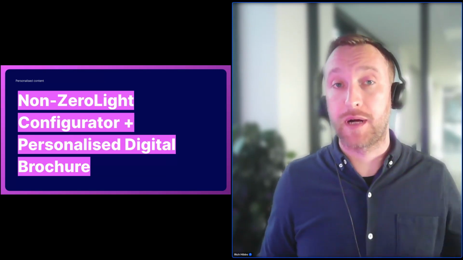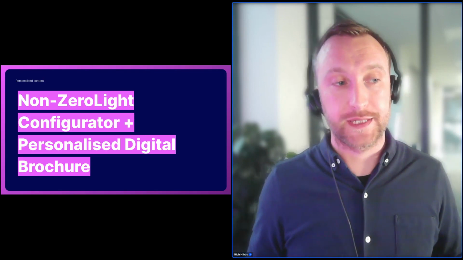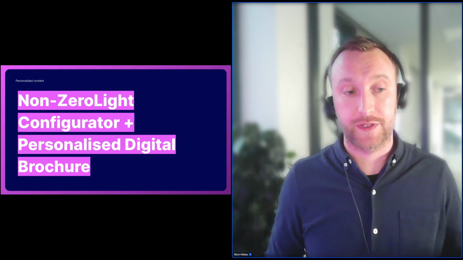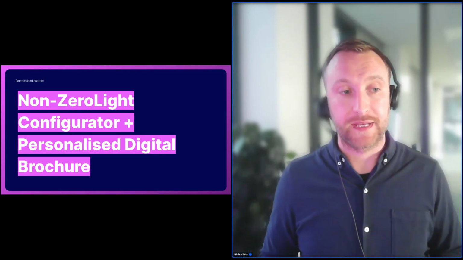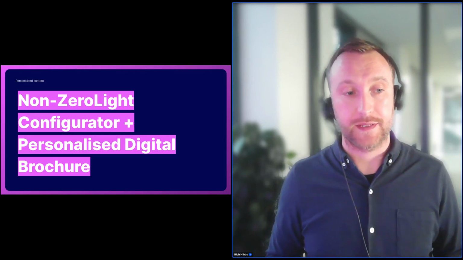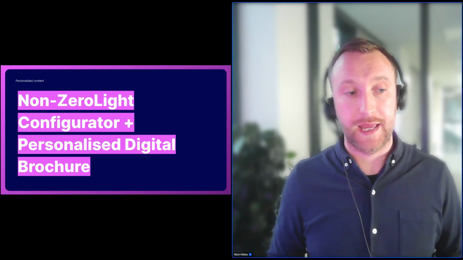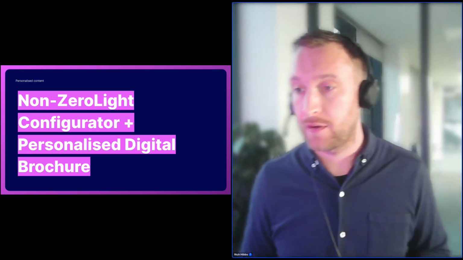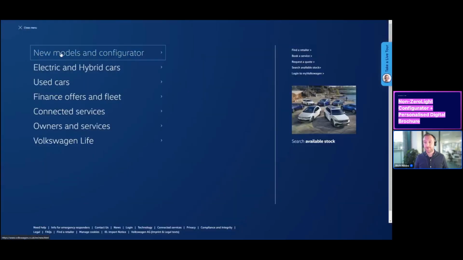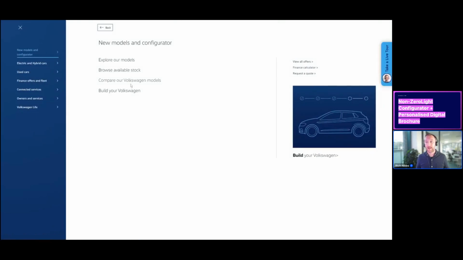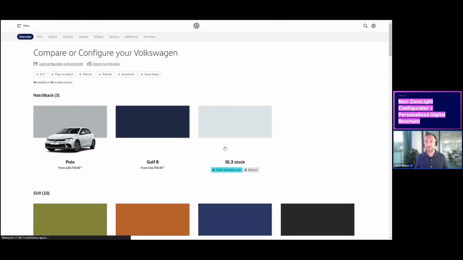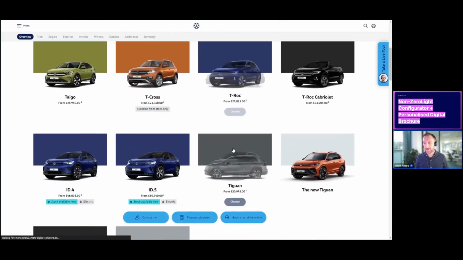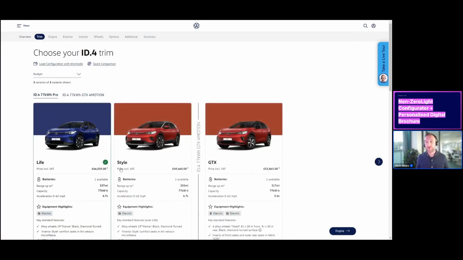So multiple markets at Volkswagen are using digital brochures in a variety of different touch points. But the example we're going to show here is an example that's live with the UK market. So we're just going to have a look at this now. So what you're seeing here is the Volkswagen configurator, and we have no involvement with this. This is not a ZeroLight product at all, but we provide the digital brochure for many of their models.